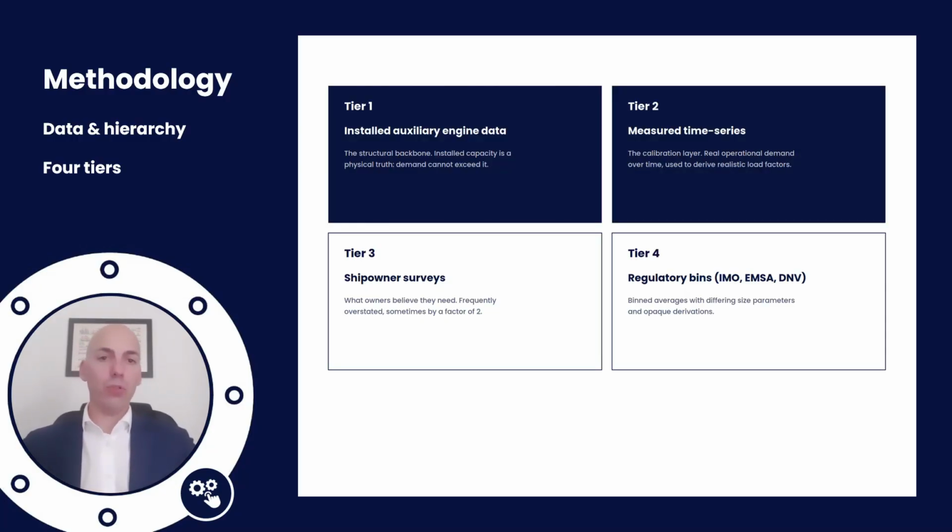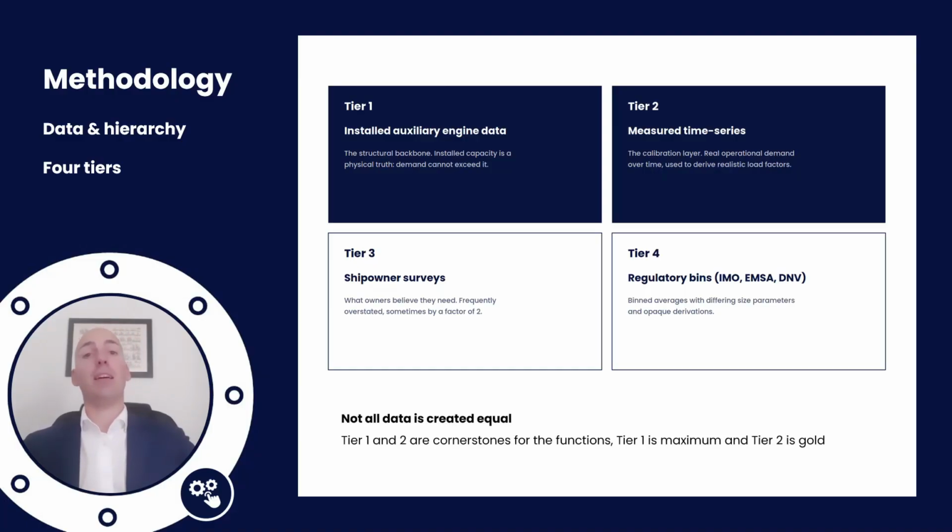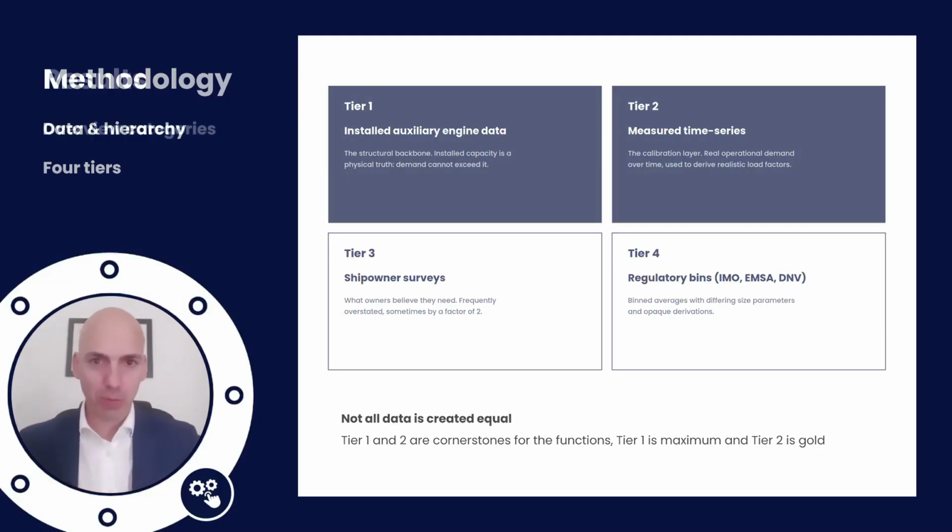Tier 1 and Tier 2, well, like I said, not all data is created equal. These are the ones that we base our functions on. The rest we simply paste on top of them and see, okay, that looks good or bad, or there's something wrong with the data. Tier 1 is the maximum amount you can get, and Tier 2 is just simply worth its weight in gold for most people. So now we finally have everything we need in order to give some results to you.